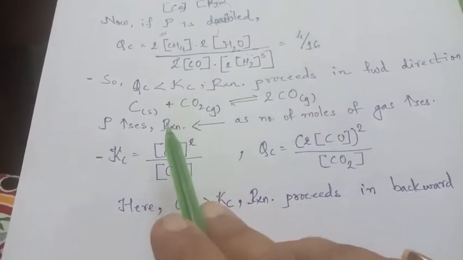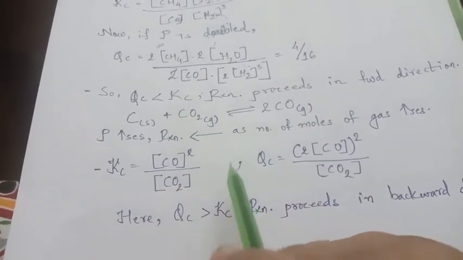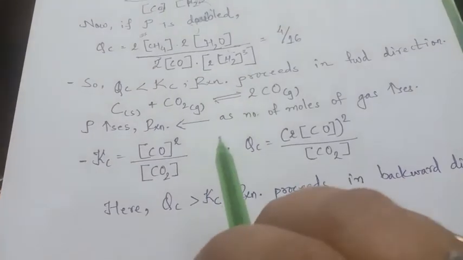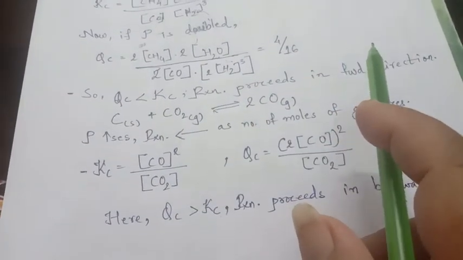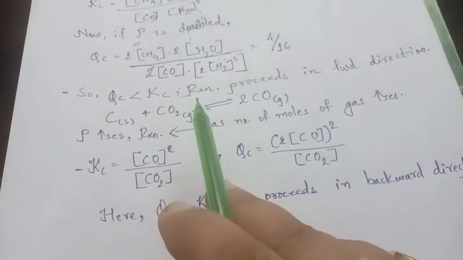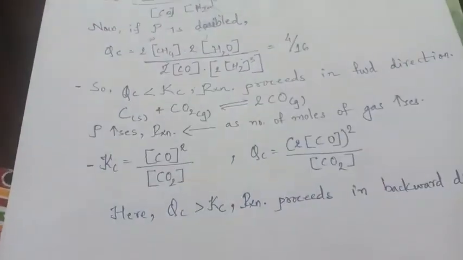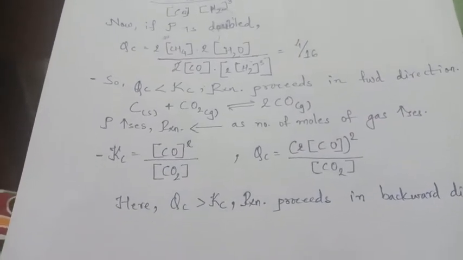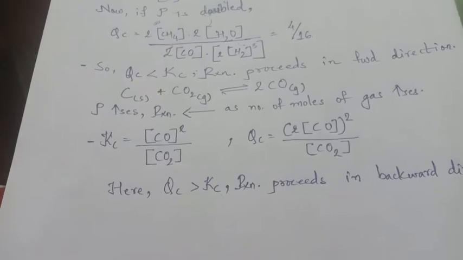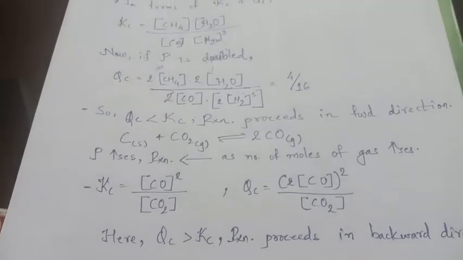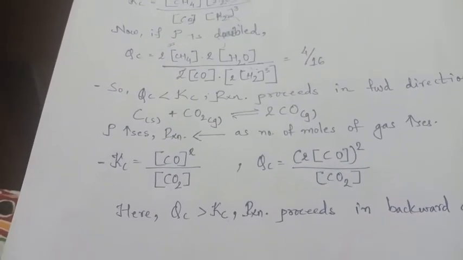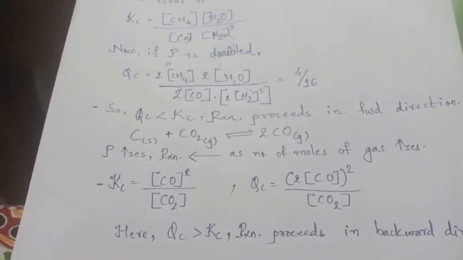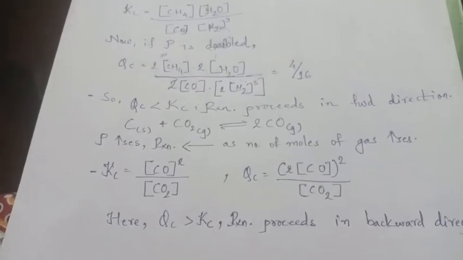volume, as per Boyle's law, it is inversely proportional. So an increase in the pressure will decrease the volume, that means will decrease the number of moles, and if pressure is decreased, the number of moles will increase. So in this way, the effect of concentration and the effect of pressure is observed in the reactions which take place to attain the equilibrium. Now the effect of temperature we will see in the next video.